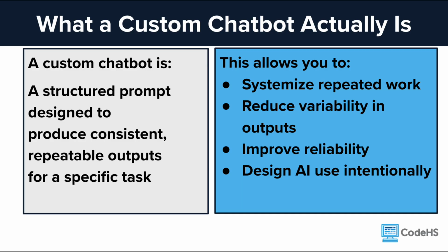At this point, this is about control and efficiency. You're not just using AI, you're shaping how it behaves. This allows you to reduce variability, improve consistency, and make AI a more dependable part of your workflow.